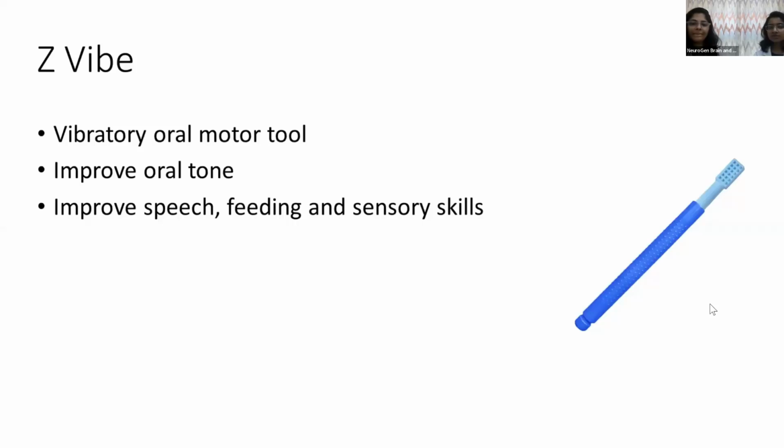Moving on to the next one. Next one is the Z-Vibe brush. It is a vibratory oral motor tool. We mainly give it to patients with muscle weakness or who don't have movement, or any structural problem. Also, for patients with sensory issues, we'll give the brush. I'll just demonstrate how it is used.